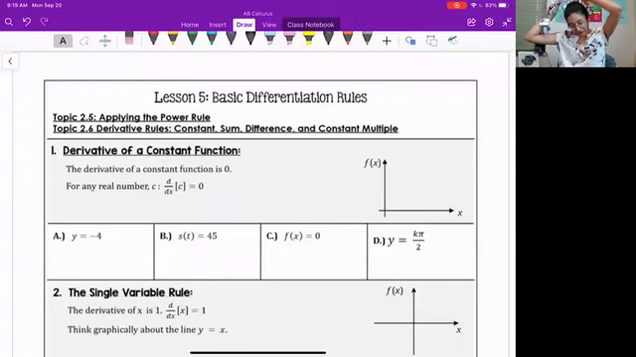All right, y'all, here for one of my favorite lessons of the year. Today we're going to learn how to derive basic functions without using limits.